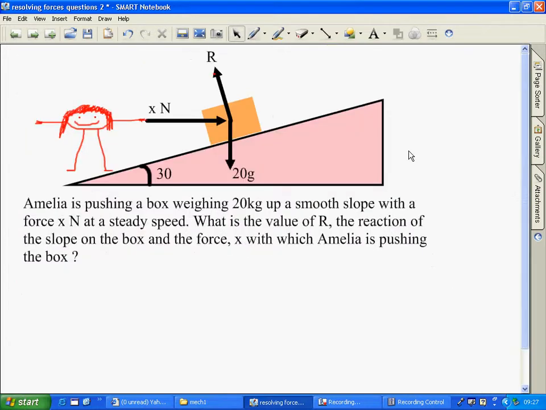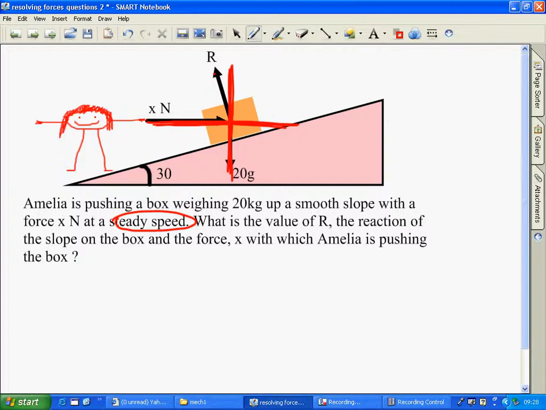We have Amelia pushing horizontally on this block. She's pushing with steady speed. So the block's speed is not changing, therefore in any direction we take, the sum of forces is 0. Now what I'm going to do here is just highlight these two. Last question, we resolved perpendicular and parallel to the plane.